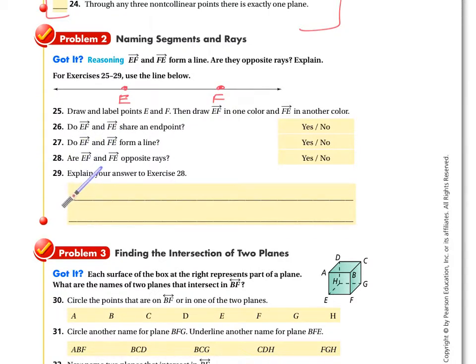And so these questions are trying to get you to that. Do ray EF and FE share an endpoint? The answer to that is no. Next question, do ray EF and ray FE form a line? The answer to that is yes, they do form a line. You can see it above there. Are the rays opposite rays? And the answer is no. And the reason is they do not share the same endpoint or the same starting point.